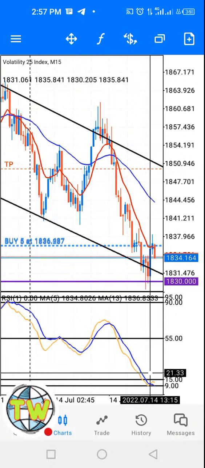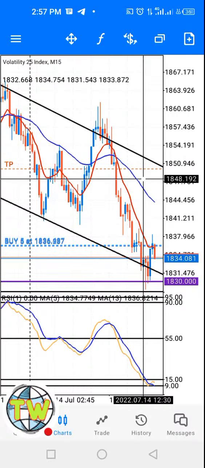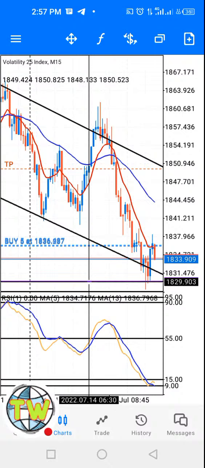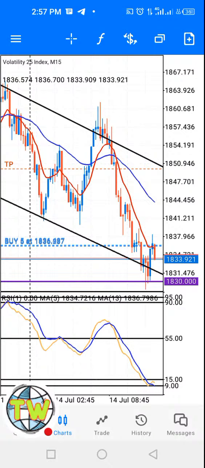I don't know how far the move will go, but I know there will be a move up. So that's why I anticipate before the next resistance. These are the 4 confluences that I got for this trade before I made this entry.